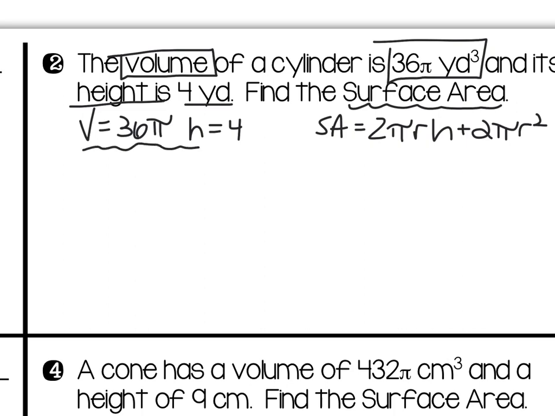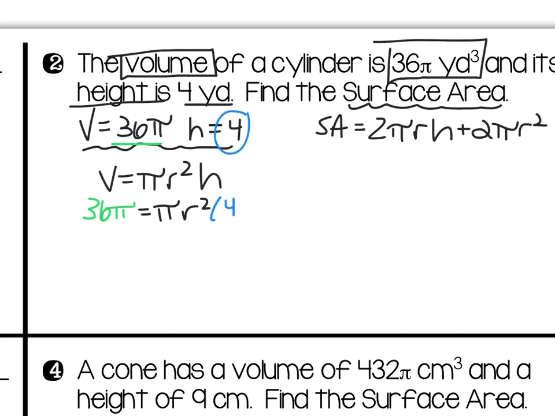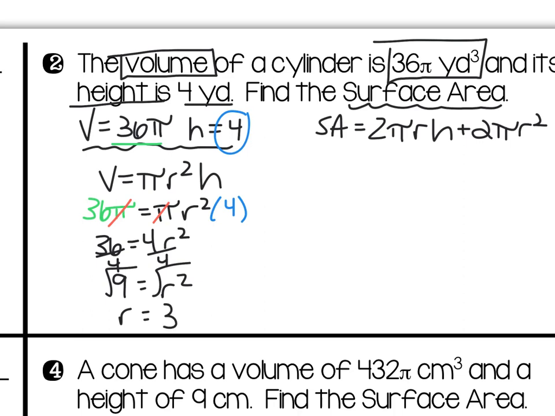So I'm going to focus over here on my volume and write my volume formula. When all else fails, write your formula and think for a second. They gave me volume, so my volume, they said, is 36 pi equals pi, I don't know r squared, times my height of 4. What are some things we notice? I have pi on both sides, so 36 equals 4r squared. Let's divide by 4. I get 9 equals r squared. Do the square root, so r equals 3. So my radius is 3.